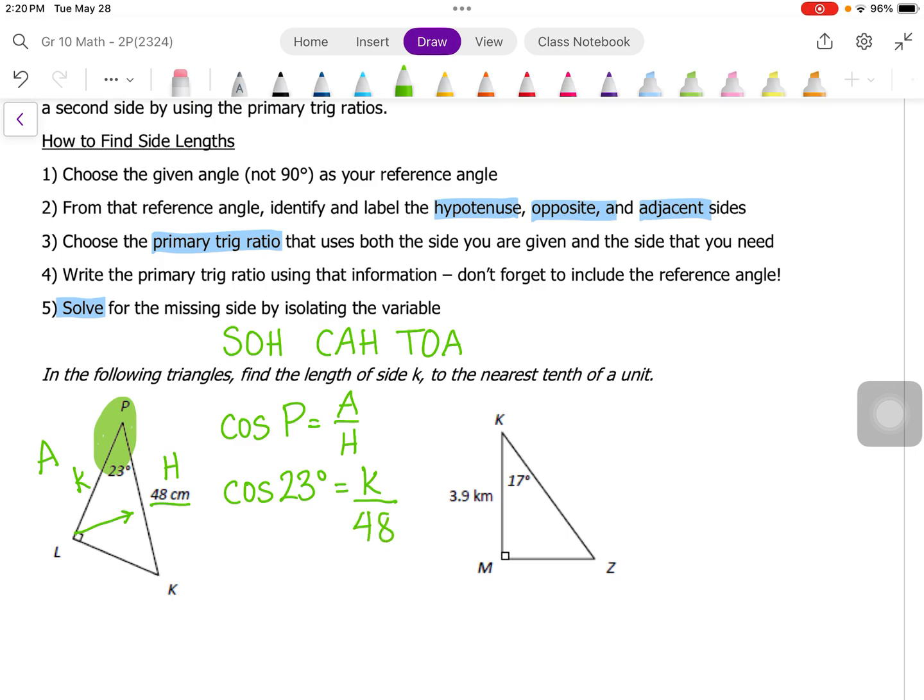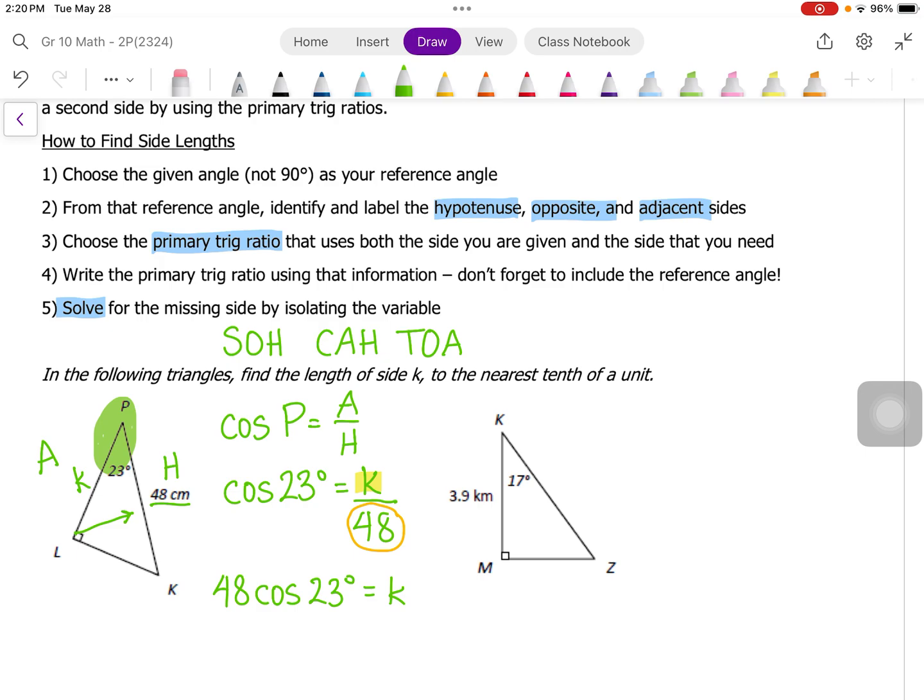So now we want to isolate for K. That means that I want to move the 48 over to the opposite side of the equation. So right now I'm dividing by 48. The opposite of dividing by 48 is to multiply by 48. So I'm going to have 48 times the cosine of 23 degrees, and that will equal side length K.